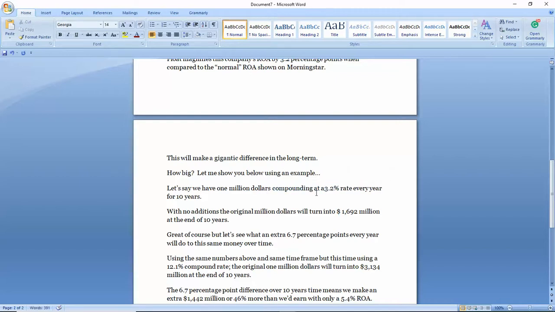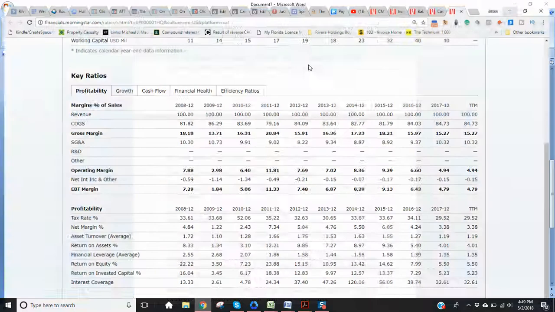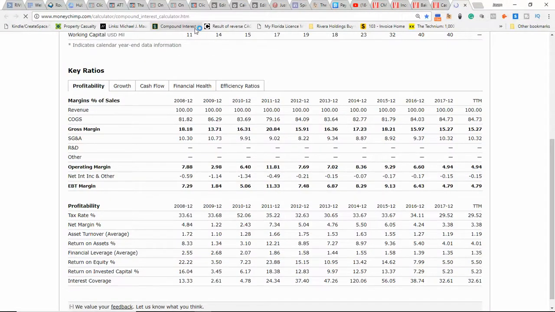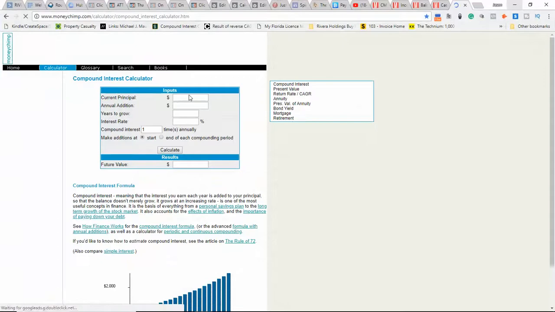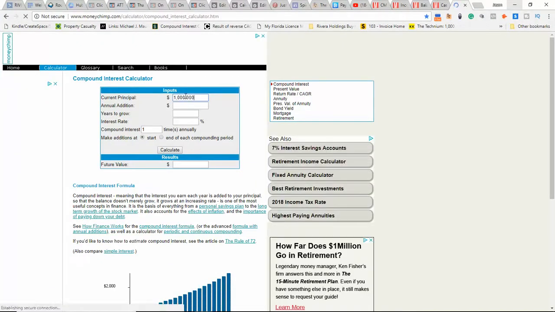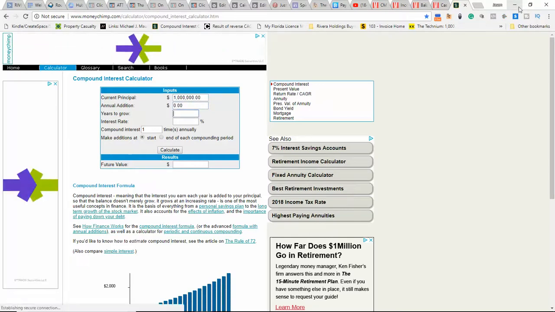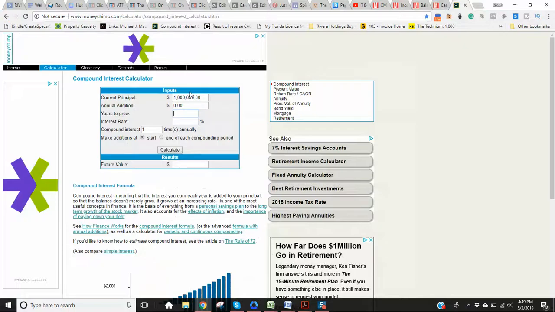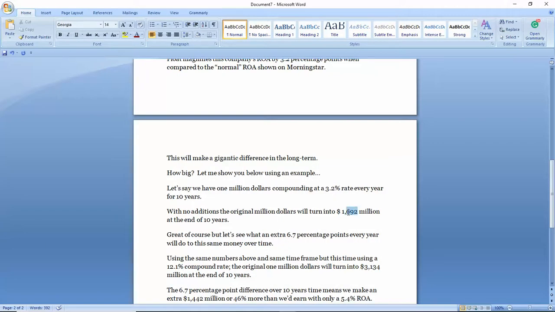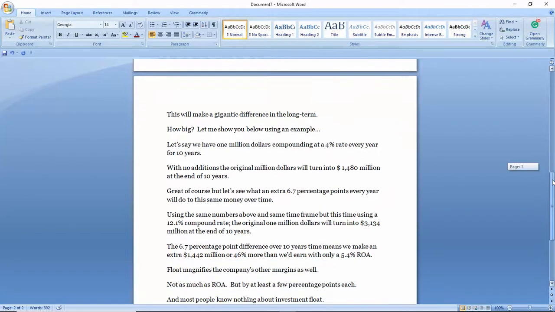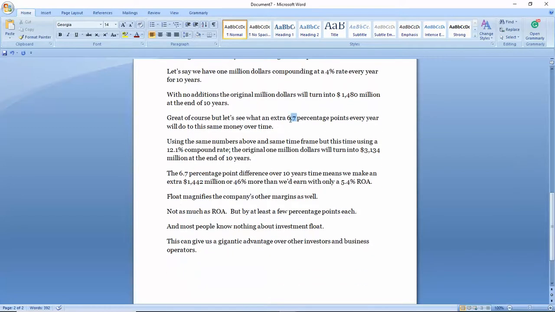So 3.2, I get my calculator, my Kaggle calculator. What's the number I use in there? 1 million or 10 million? 1 million. 10. What's the number of years I have in there? 10. So in here I put the original number. So 1.480 million. Oops, that's the wrong number. 480 million. $3.2.